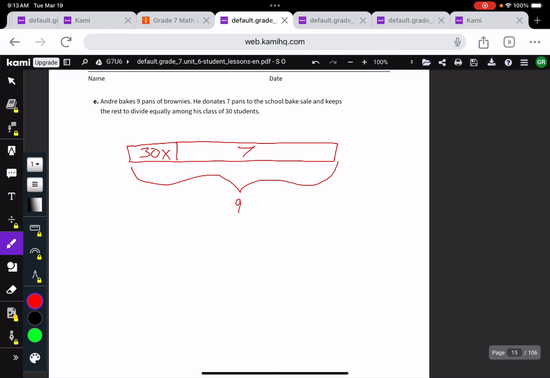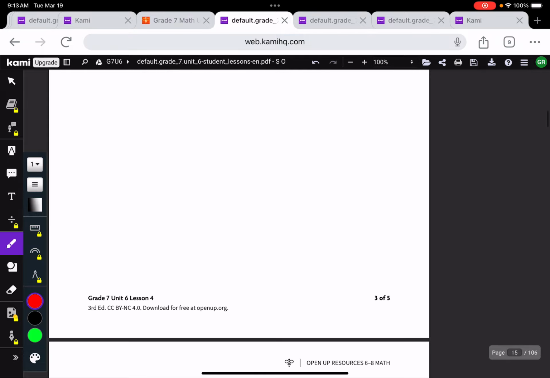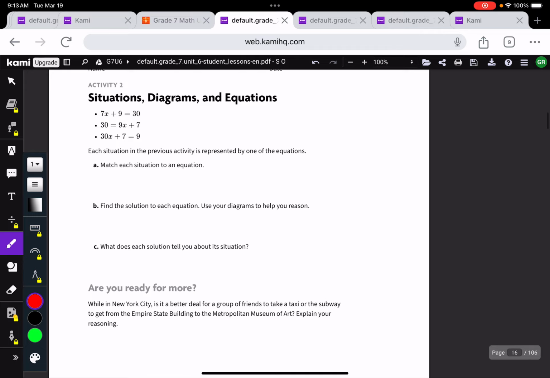So 30 students, as you can probably guess how you're going to solve this, 30 students get to share two pans, meaning we're going to split two pans 30 ways, so each person gets 1/15 or 2/30 of a pan. But we'll look at this next section.